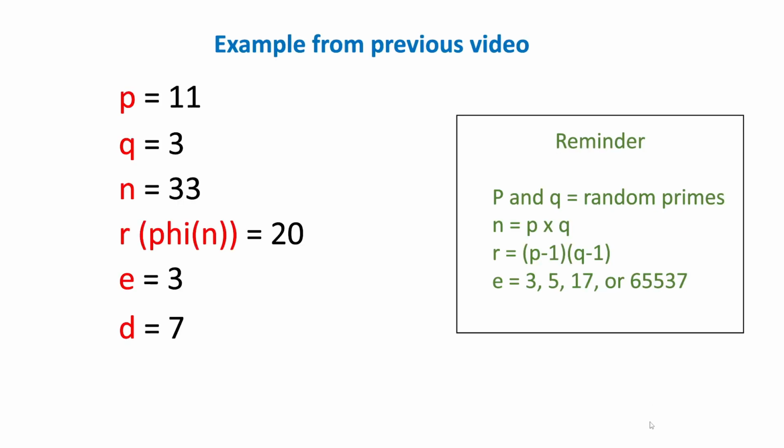So first up, we're going to look at the example from a previous video. Just a reminder on the right there, p and q are random primes. N equals p times q. R is (p minus 1) times (q minus 1), and then we've got a value for e. On the left-hand side, we've got 11 and 3 as our p and q values, which makes N 33. It makes R 20, and we've chosen the value of 3 for e. And as a reminder as well, d equals 7.